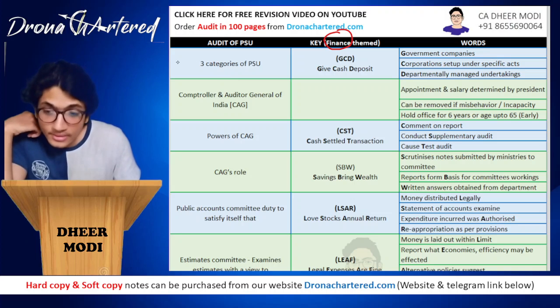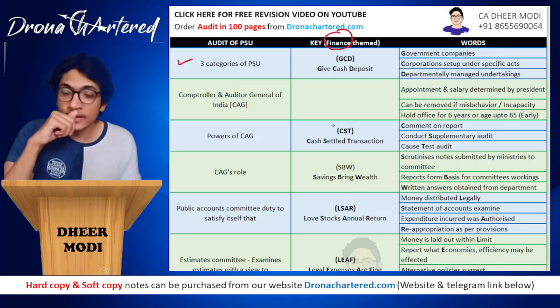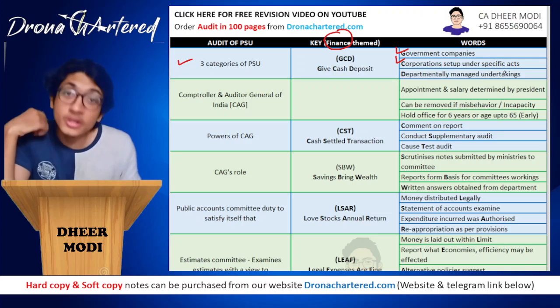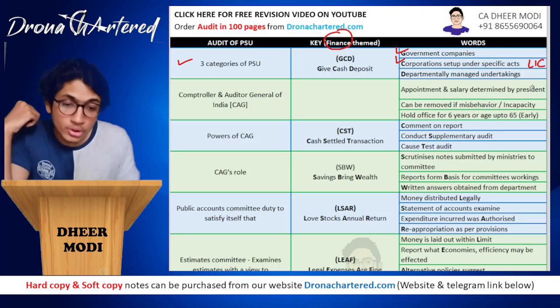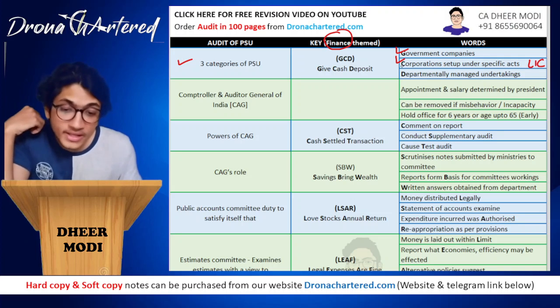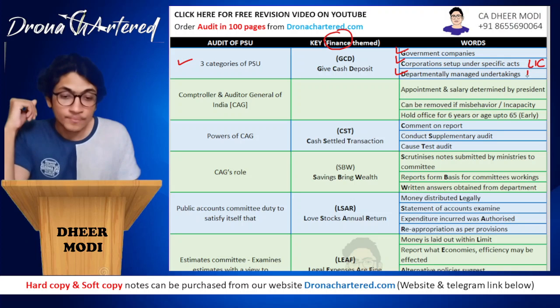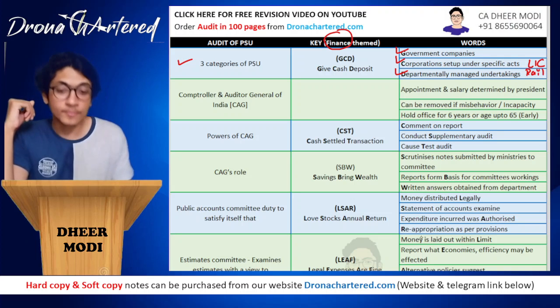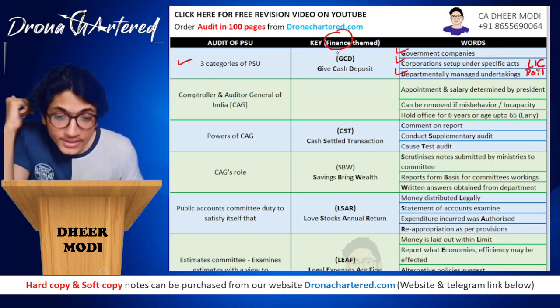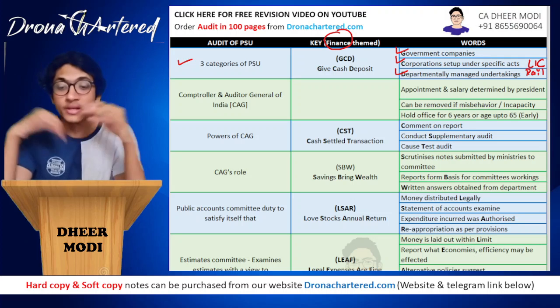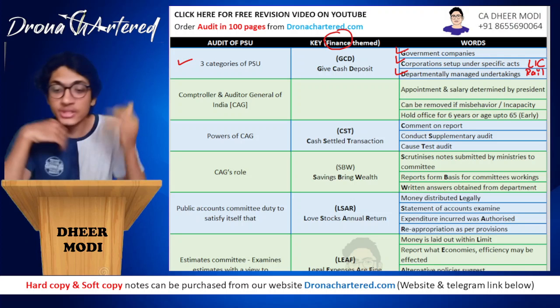So we did three categories of PSU. What are the three categories of PSU? We did government companies, corporations set up under specific acts, for example your LIC, and departmentally managed undertakings, for example your railways. Okay. So your key is GCD, that is Give Cash Deposit. I told you all our keys will be related to finance. So that is your Give Cash Deposit.